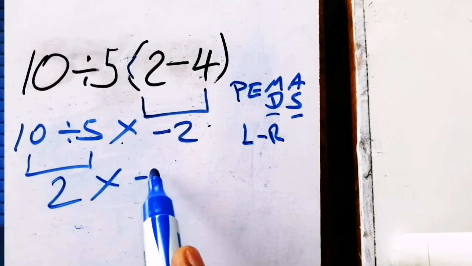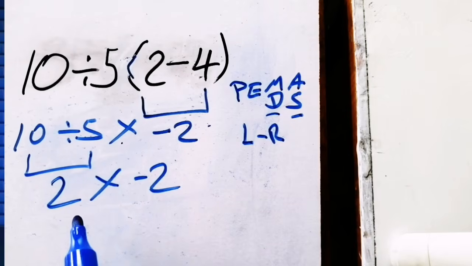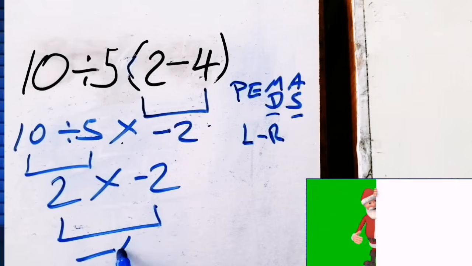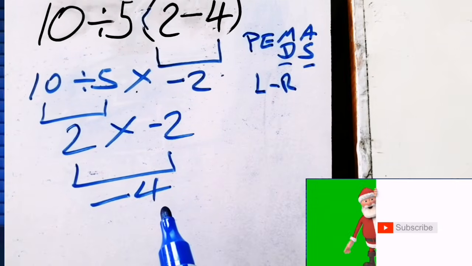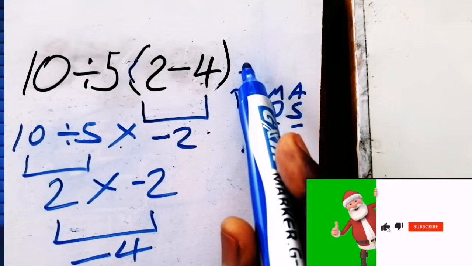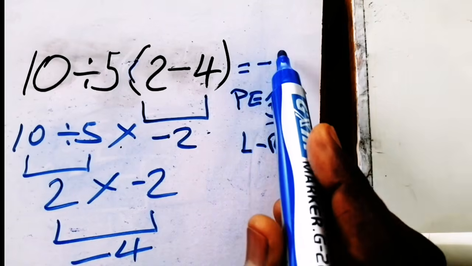Then 2 times negative 2. 2 times negative 2 which equals negative 4. This is the final answer of this problem. Okay. Therefore the correct answer of this problem equals negative 4.